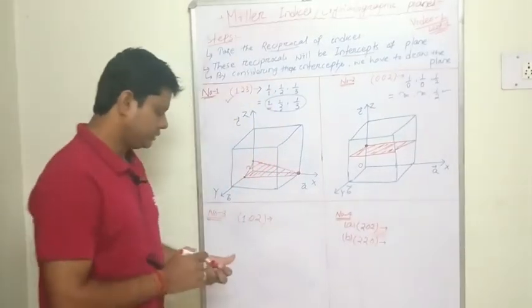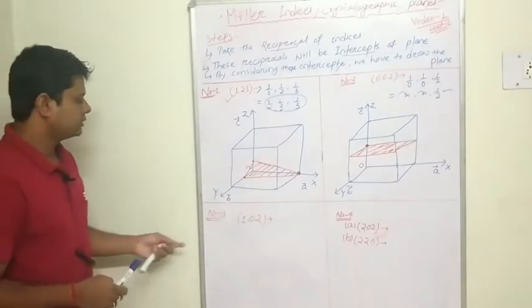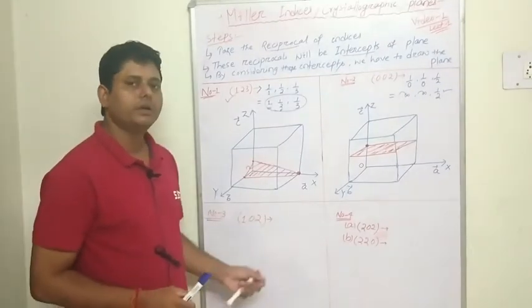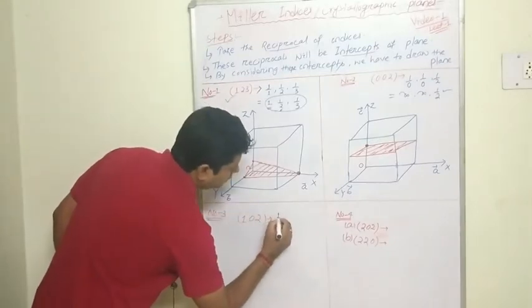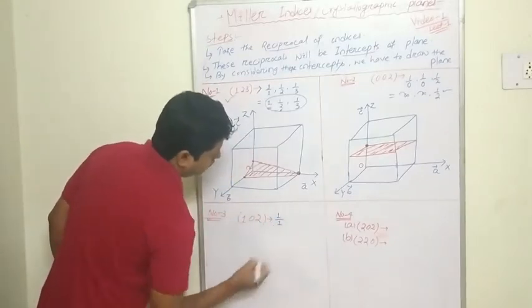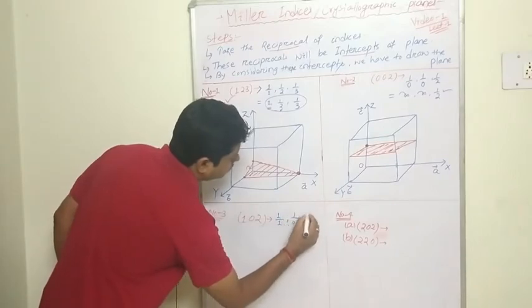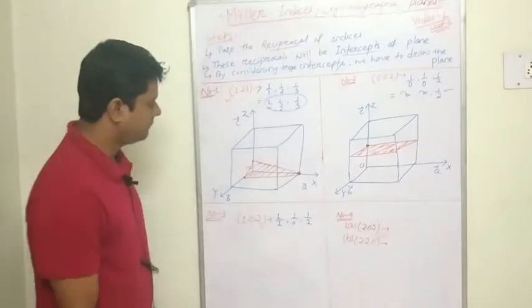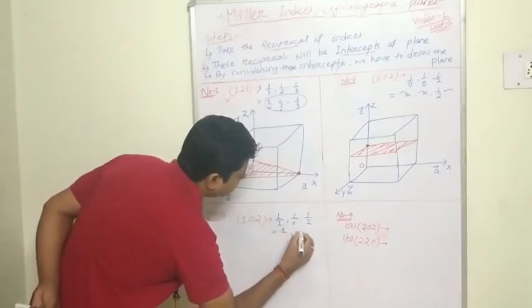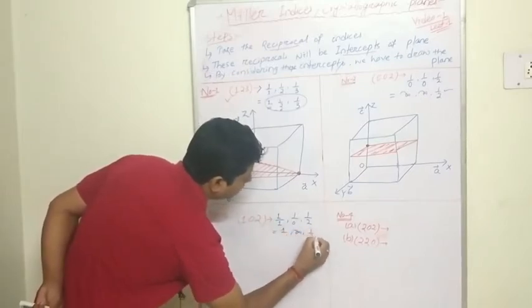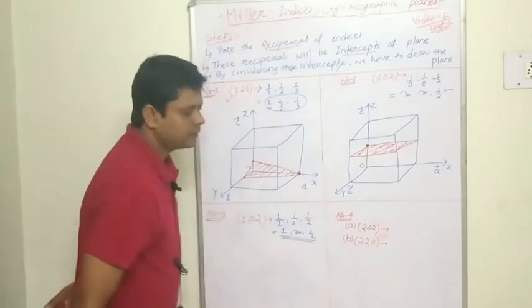Now we have to consider question number 3. For that, first we have to find the reciprocal. Reciprocal means 1 by 1, 1 by 0, 1 by 2, which gives 1, infinite and 1 by 2. So these are the intercepts.